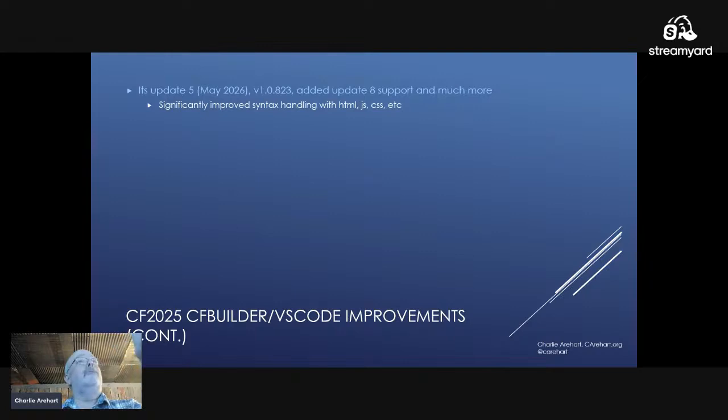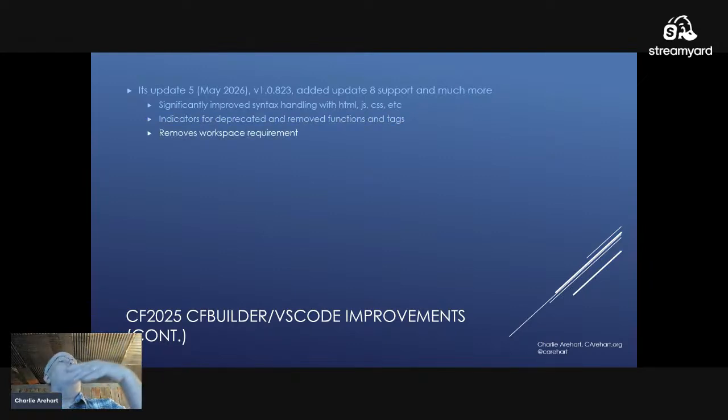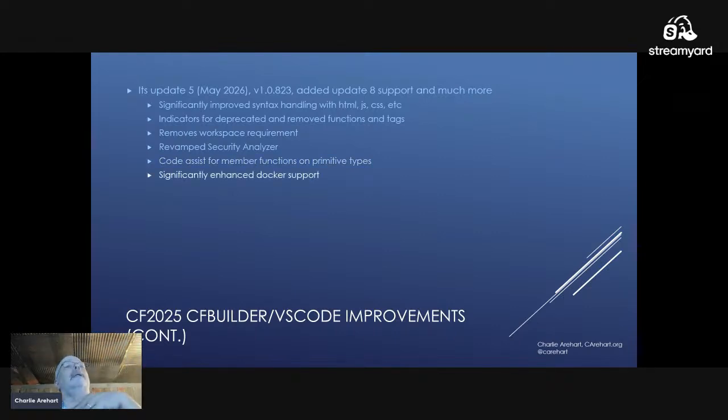And it also, check this out, because some people complain about problems with VS Code and CF Builder, it improved the syntax handling of HTML and JavaScript and CSS, and it added indicators for what was deprecated and removed, which was nice. And it also removed the need to worry about workspaces generally, not completely. It revamped the security analyzer feature that's built into CF Builder and VS Code. And it added code assist for member functions, which is pretty cool. And it enhanced some Docker support and added support for Linux, so you can use the extension now in Linux, and some other improvements and bug fixes.